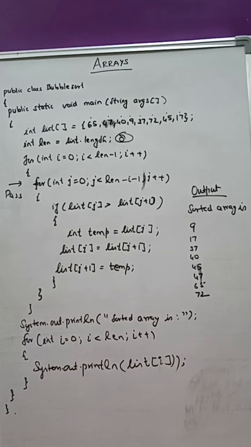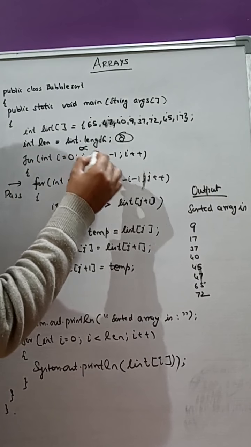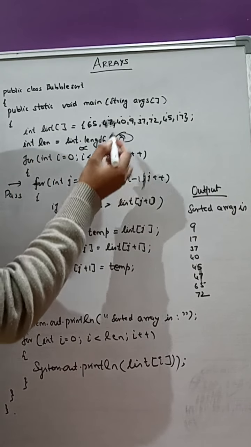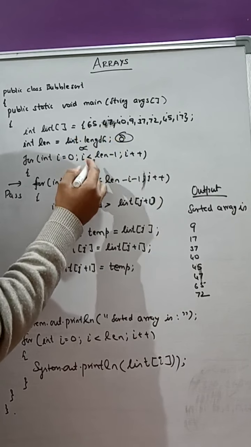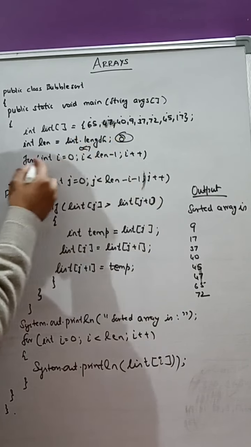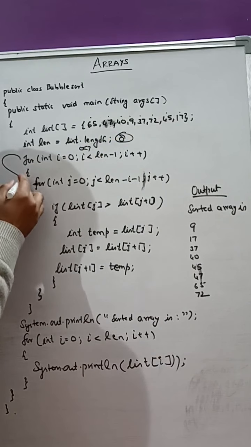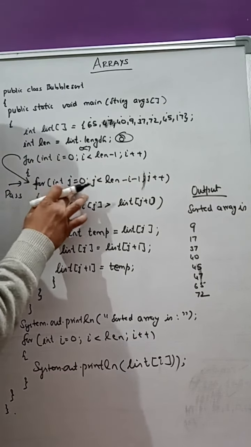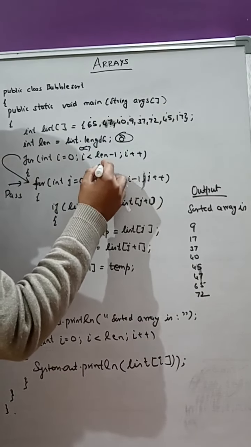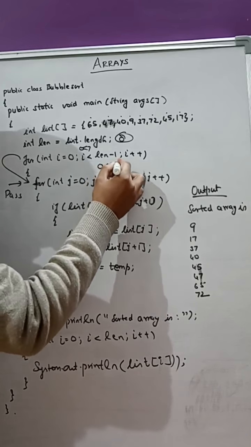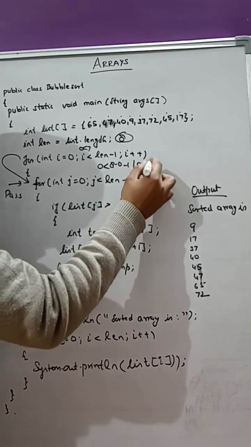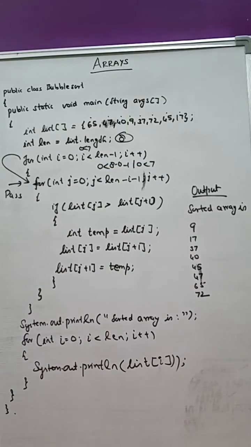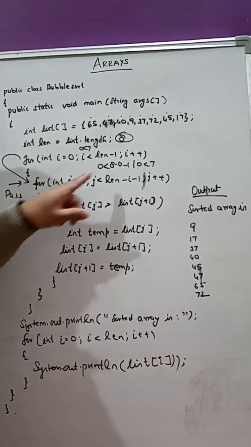When the loop runs for the very first time, the value of i is equal to 0, and the condition will be 0 less than len minus 1. len was 8, because the number of elements is 8. So 0 is less than 7. This condition will be true, so you will enter the body of the loop, and you will have one more loop inside that. Again you look at the condition for j equal to 0: 0 less than 8 minus 0 minus 1, that is 0 less than 7. This condition is true.